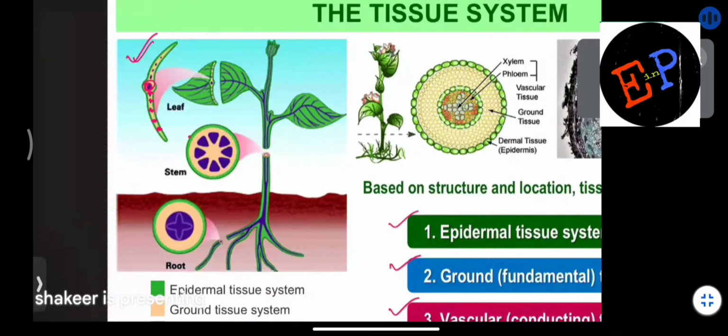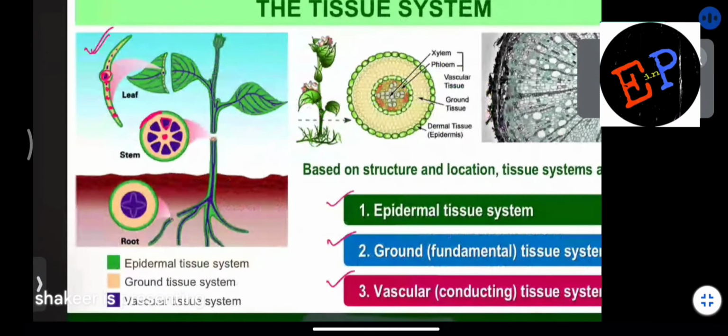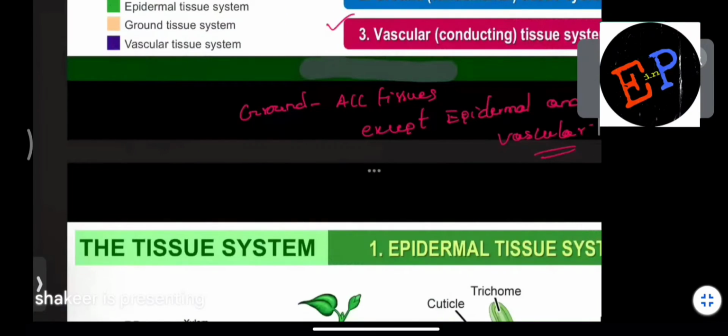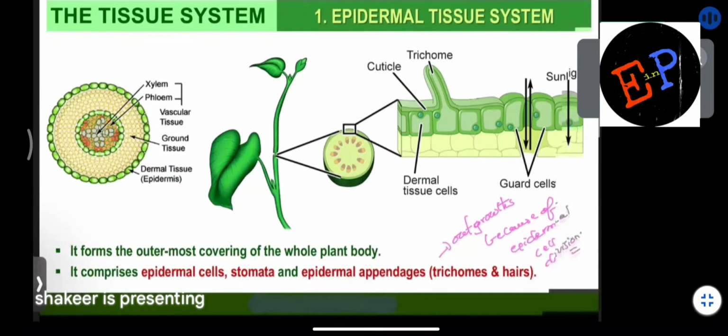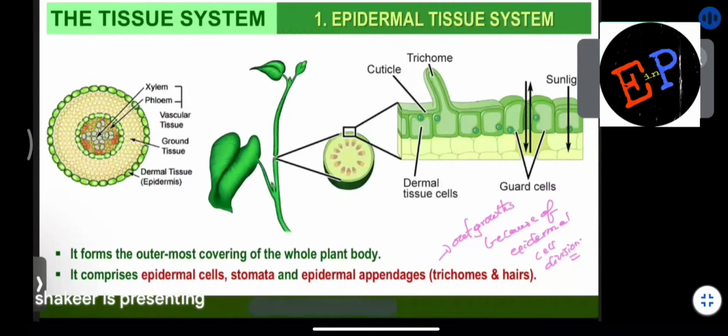So this green color region becomes the epidermal, this black color region becomes the vascular, and the remaining yellow color region you can call the ground tissue system. Are you able to understand? That's it. So first of all we are studying the epidermal tissue system. It forms the outermost covering of the whole plant body. It comprises epidermal cells, stomata, and epidermal appendages.